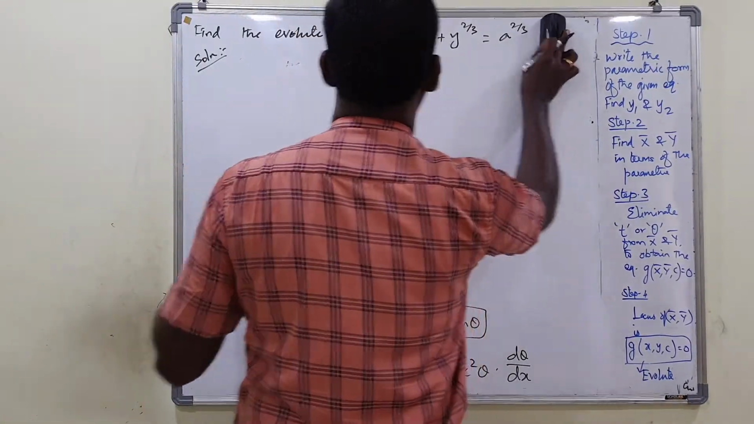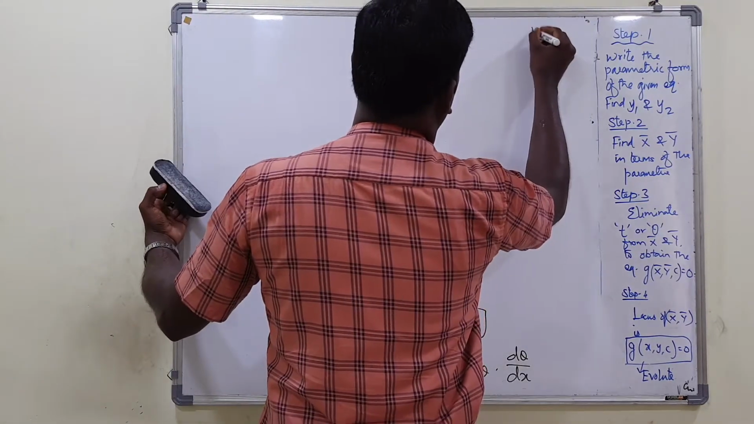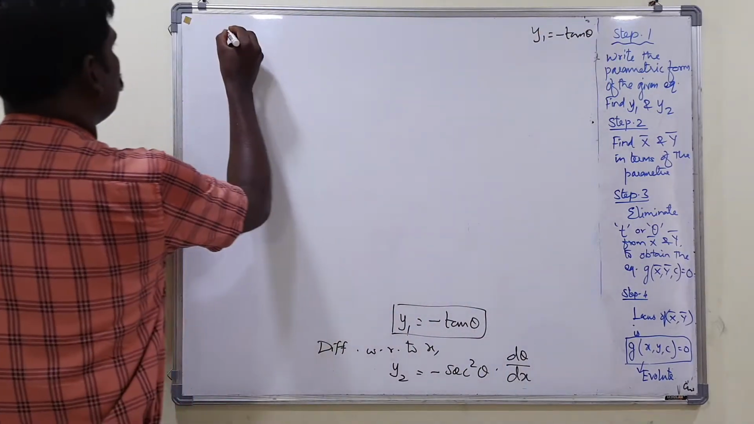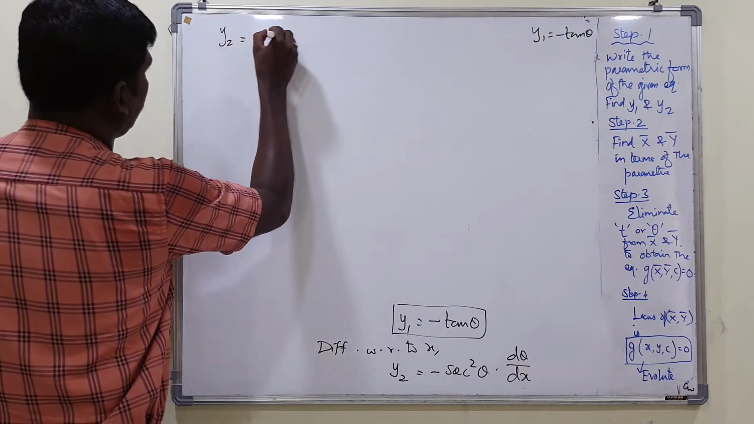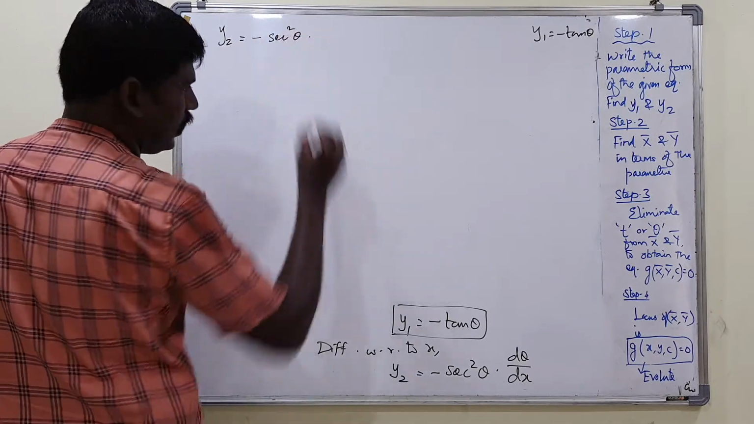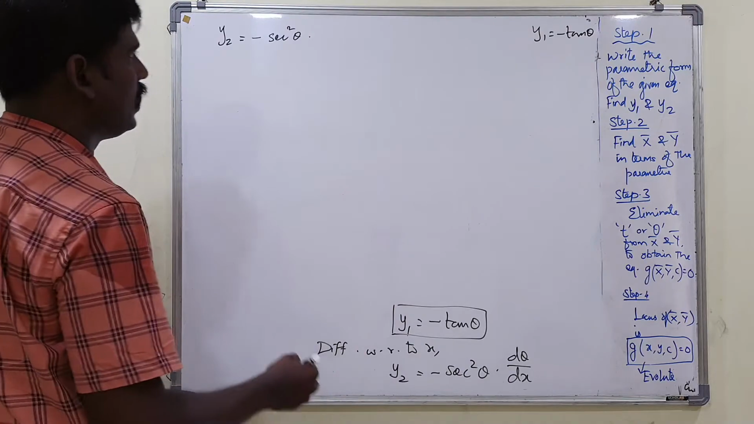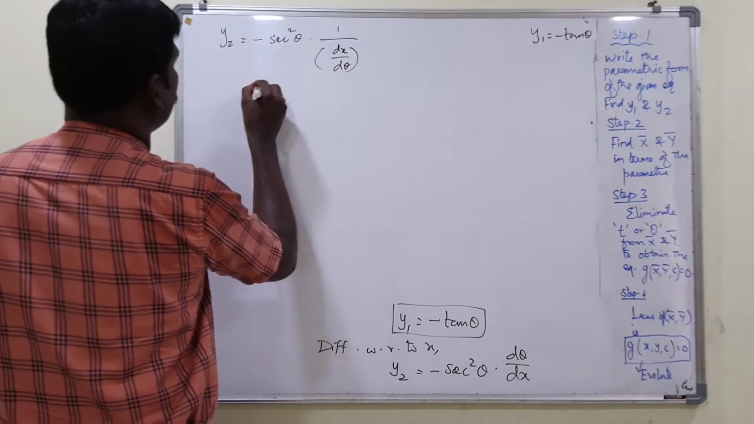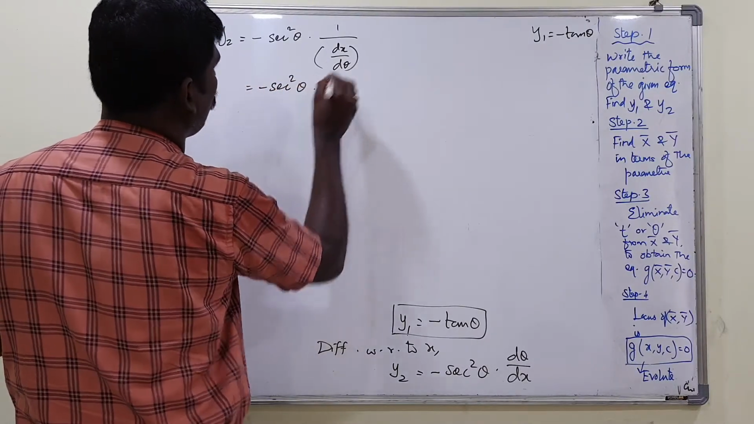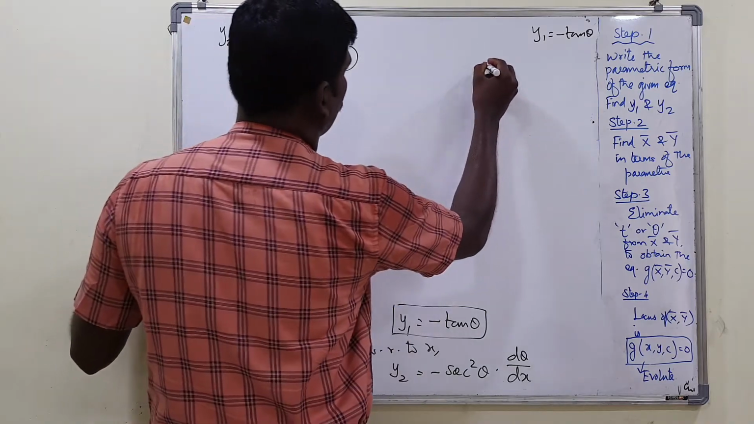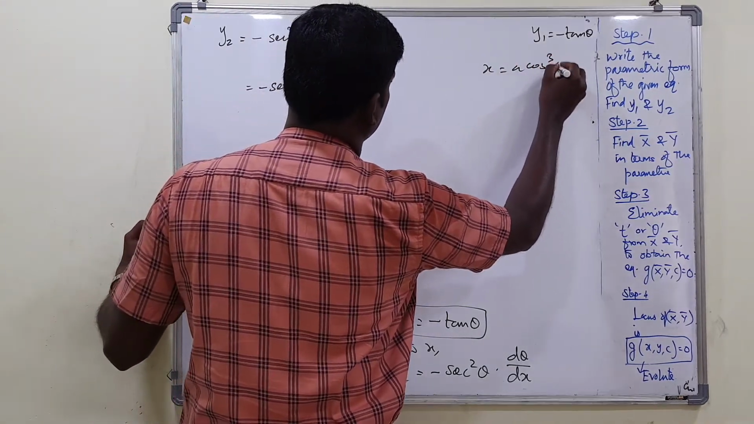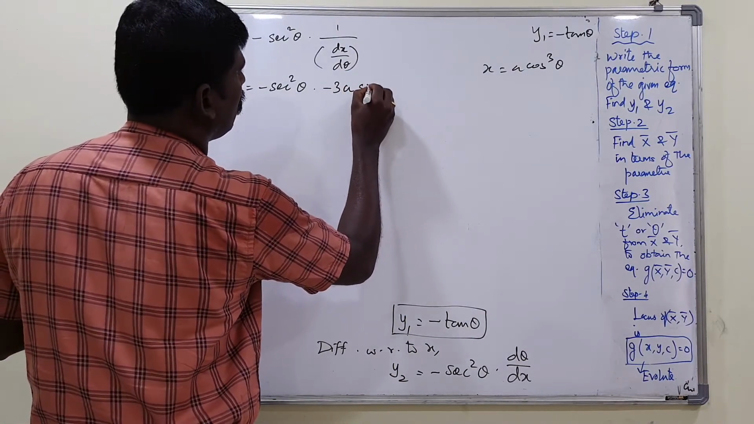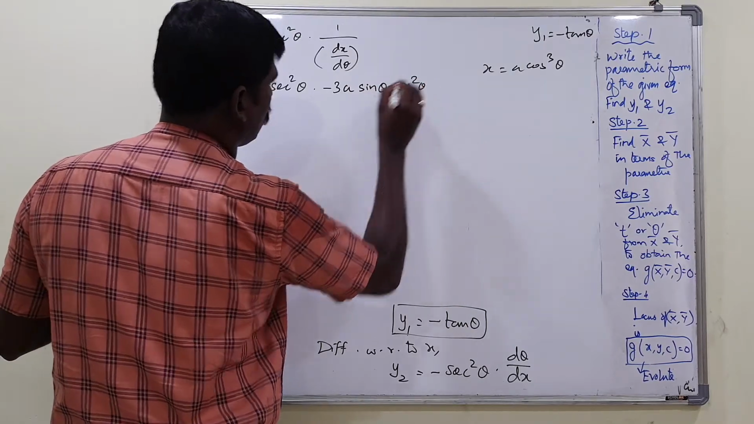So what is y1 we obtain? y1 is equal to minus tan theta, isn't it? Now what is y2? Minus secant square theta into 1 by x dash, that is 1 by dx by d theta. That is equal to minus secant square theta into 1 by x dash. But x is a cos cube theta, isn't it? Then what is x dash? Minus 3a sin theta into cos square theta, isn't it?